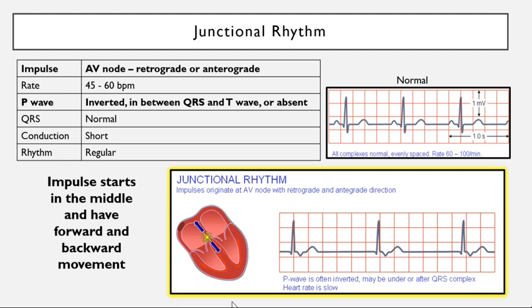So yeah, your P wave is inverted, and it's in between your QRS and T waves. So it's not in front of your QRS complex like it's supposed to be, right? It's shifted over. That's because it's stimulated at a different time. So yeah, the impulse starts in the middle and has forward and backward movements. Make sense? Junctional rhythm.